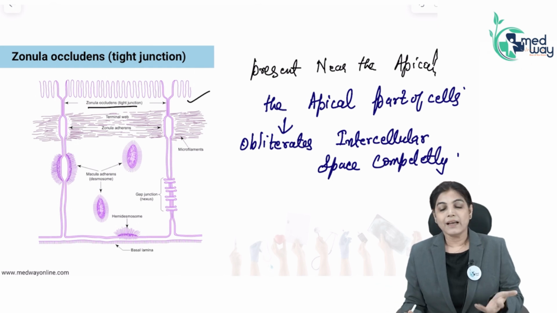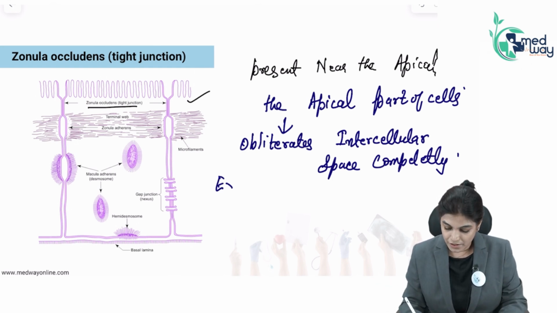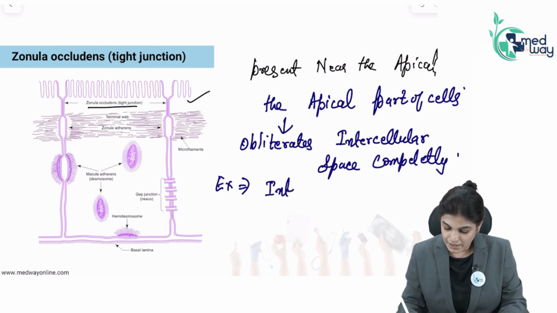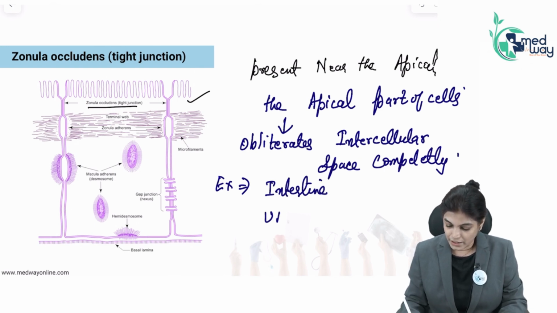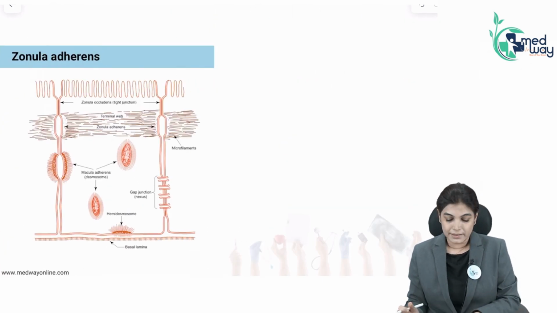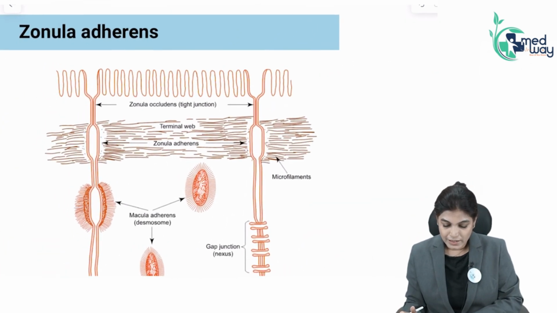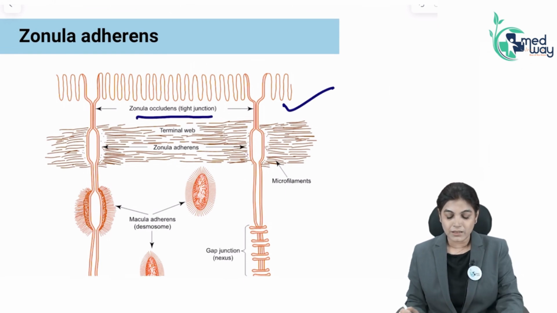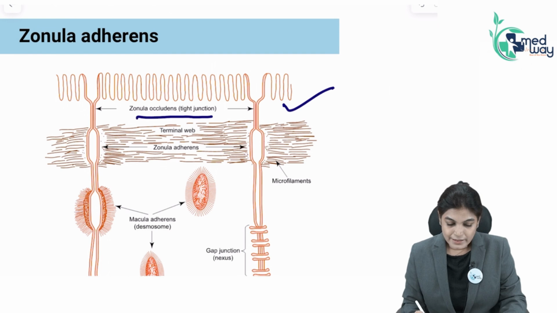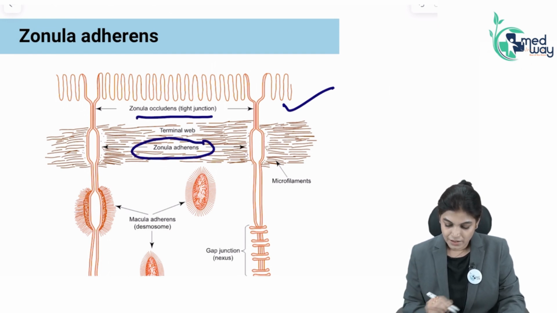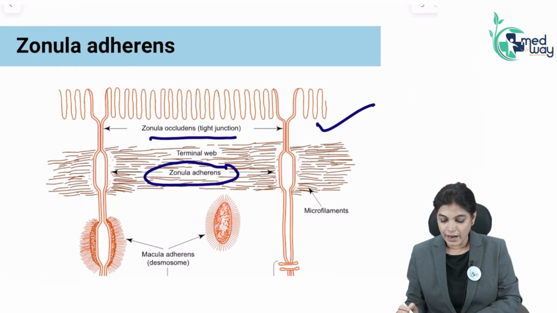Examples where we can see Zonula occludens, or tight junction, are the intestine and urinary bladder. Now, let us talk about the next, that is Zonula adherens. Enlarging this, you can see Zonula occludens, the tight junction, on the apical aspect of the epithelial cell, and just lower to it, we have Zonula adherens.